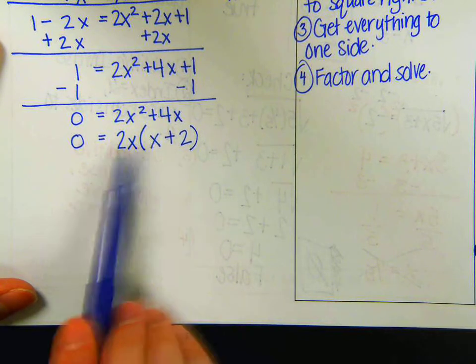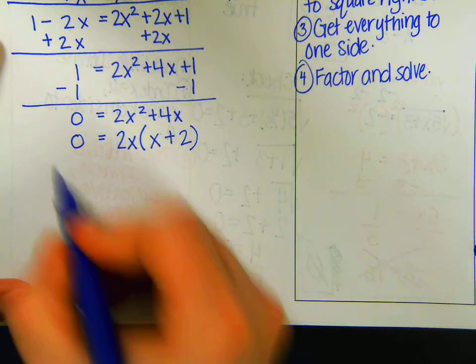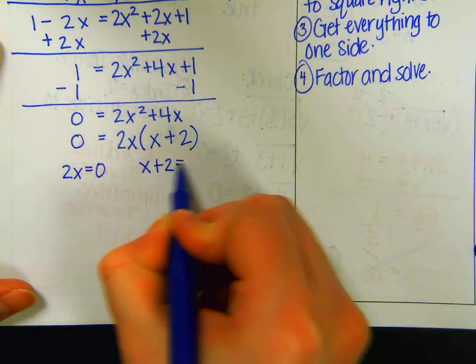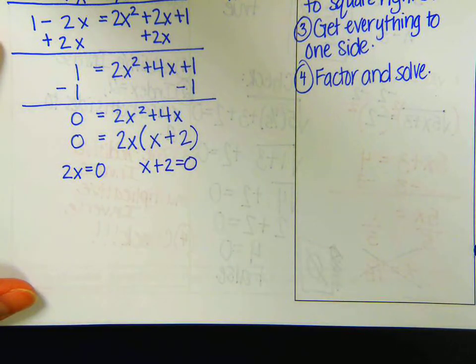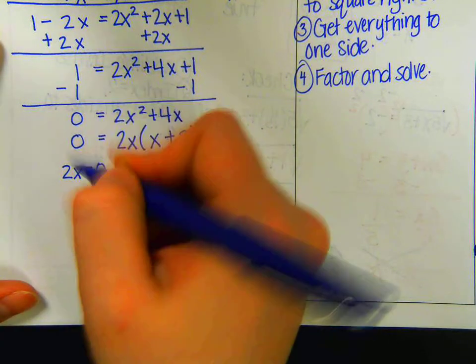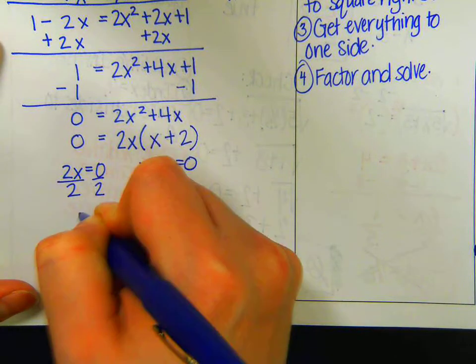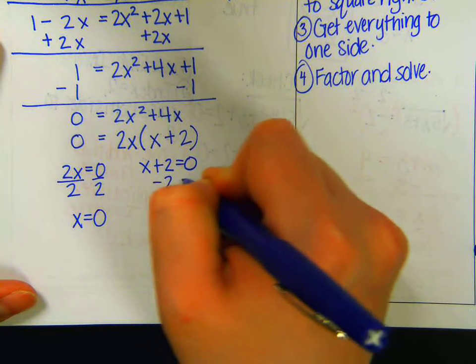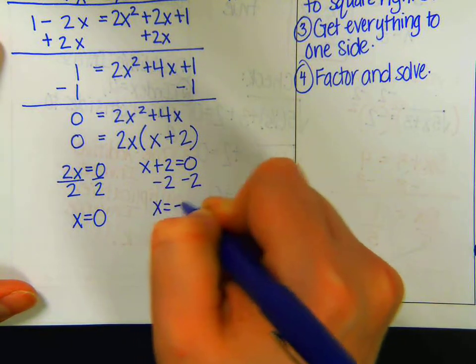I'm setting both of these equal to 0, just like we did in the last one. So I have 2x equals 0 and x plus 2 equals 0. Says you lost. Lost you where? Can you try and help me out here? I'm good. You're not okay if you're lost. Divide by 2, you get x equals 0. Subtract 2, you get x equals -2.